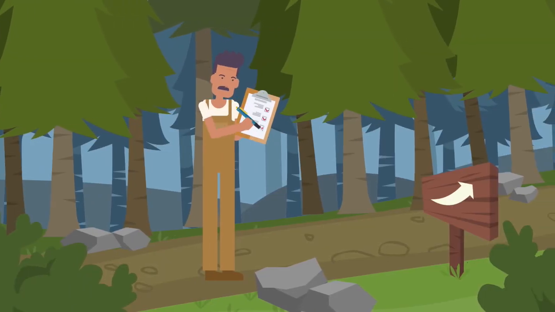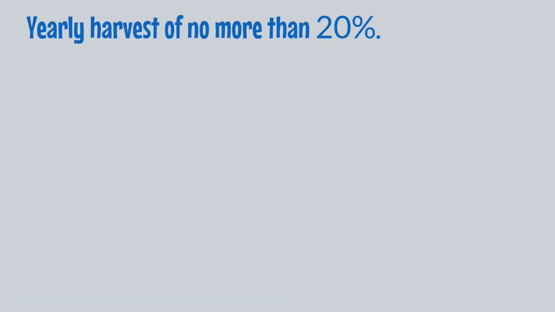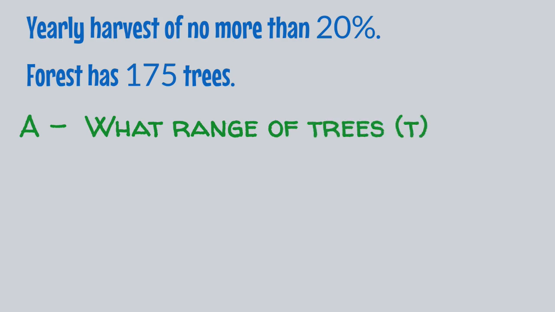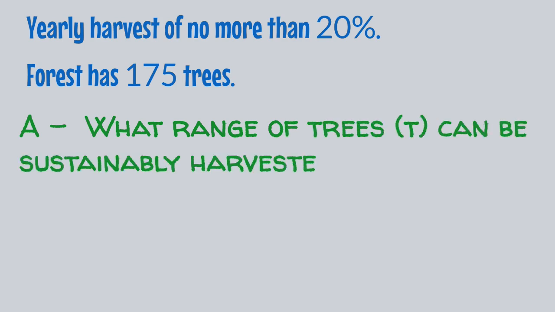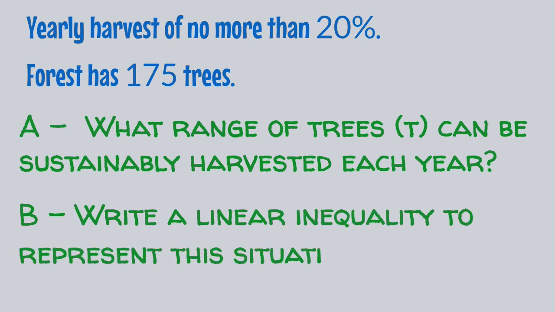Bryce says a particular healthy forest can sustain a yearly harvest of no more than 20% of its mature maple trees. The forest currently has 175 mature maple trees. What range of trees, T, can be sustainably harvested each year? Write a linear inequality to represent this situation.